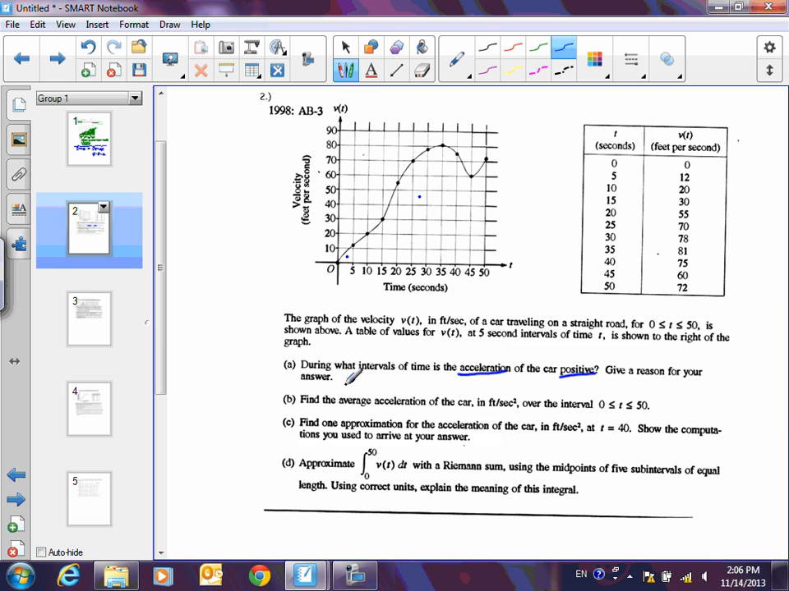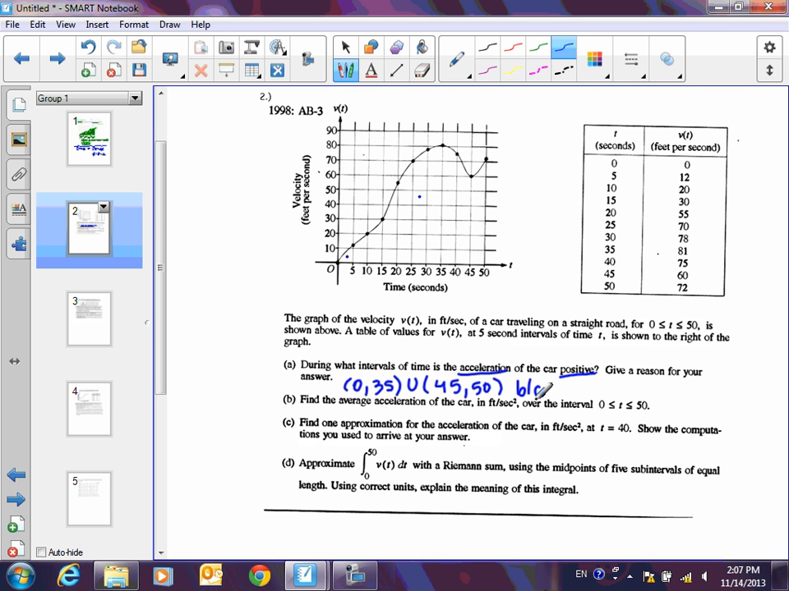0 to what? 35. And then it's positive again from 45 to 50. Now I'm using parentheses. There are times when the AP test allows you to use parentheses or brackets, but the reason I'm using those parentheses is because of my reason. What's my reason?